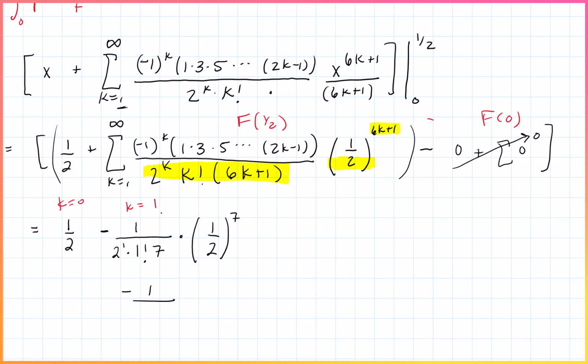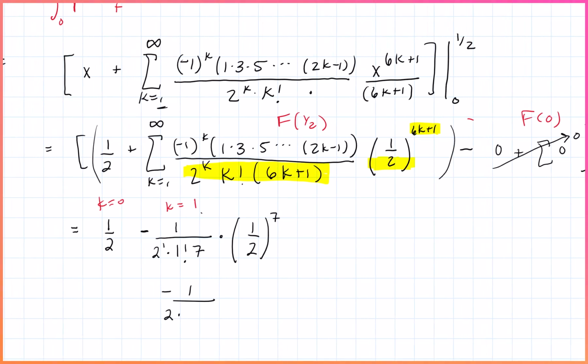So that's actually going to be a negative 1 in the top, 2 to the first, I'm not going to even write 2 to the first, times 1 factorial, which is just 1, times 7 times 2 to the 7th. All of that in the bottom.